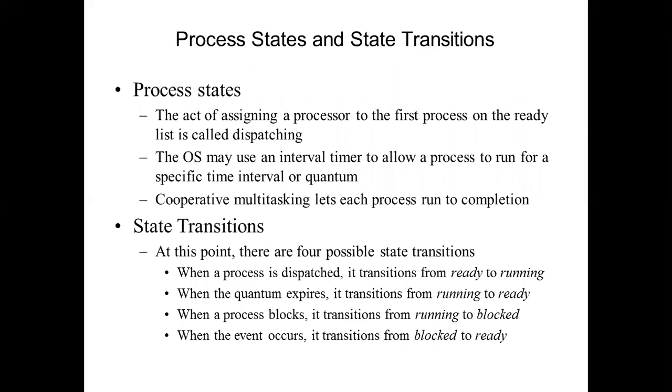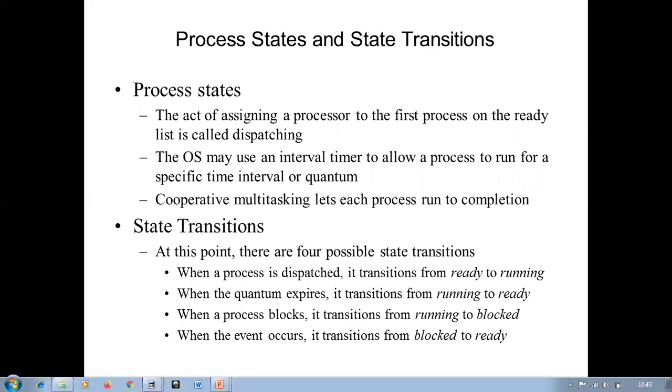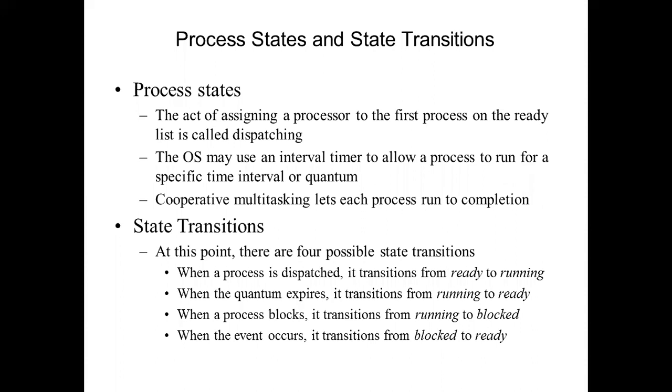Now, process states and state transitions. There are a number of process states, and if we are changing the state of the process, then this is called a state transition. Process states involve the act of assigning a processor. Whenever a program runs, that running process will be occupied by either the processor, the memory, or the IO devices. Or we can also store it after running onto the secondary storage.